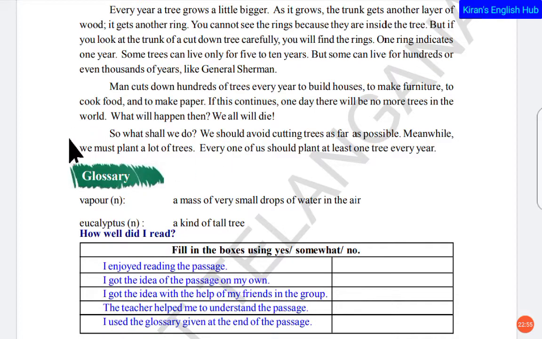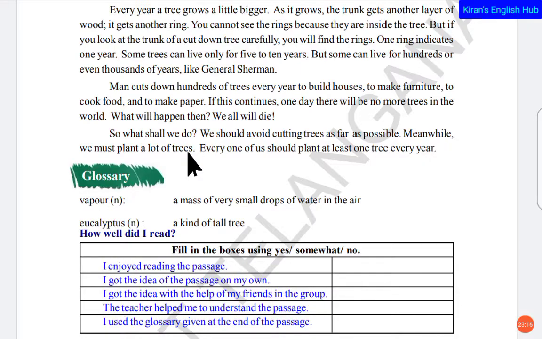Next, so what shall we do? What do we have to do? We should avoid cutting trees as far as possible. The first thing that we have to do is avoid cutting trees. The second thing is we must plant a lot of trees.